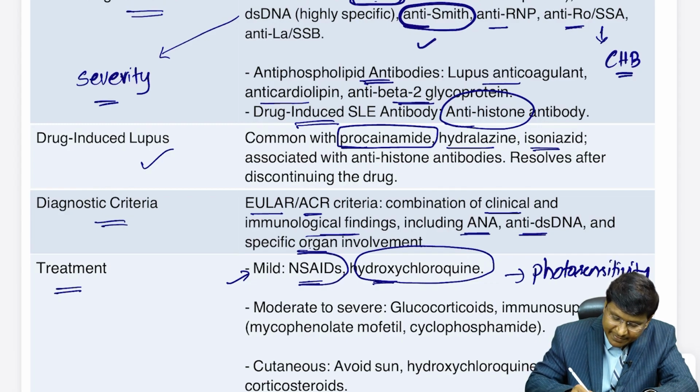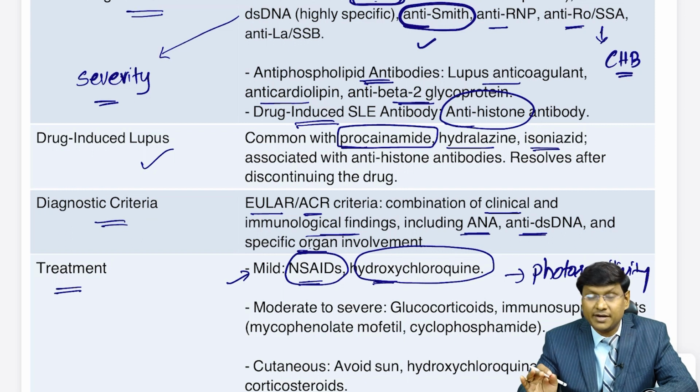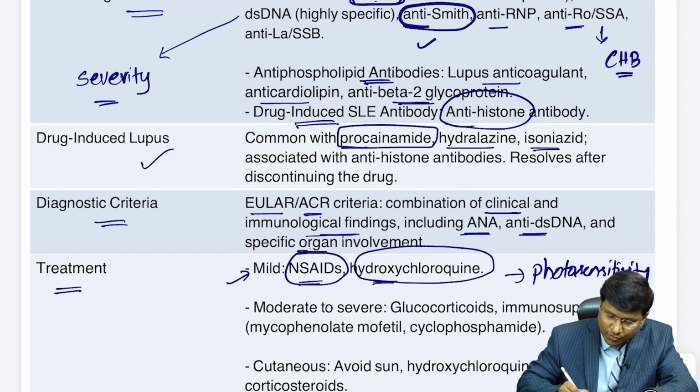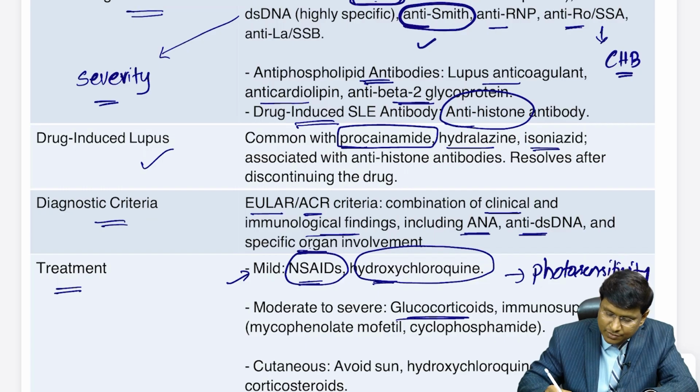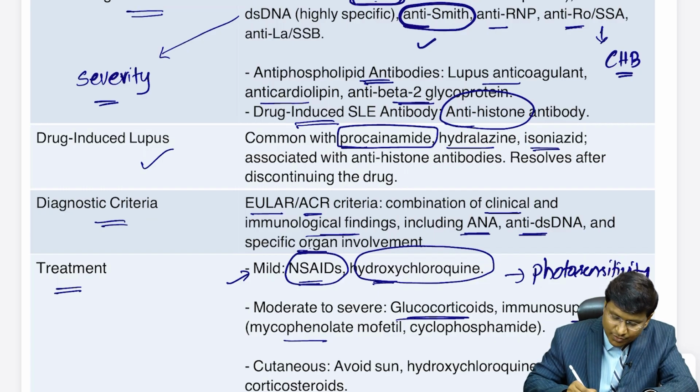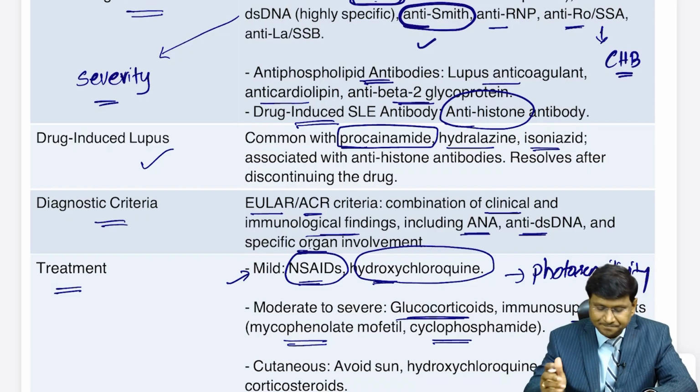Right? And NSAIDs mainly for arthritis. But for moderate to severe cases of systemic lupus erythematosus, we give glucocorticoids. And if the individual is not having an adequate response to the glucocorticoids, then we need to give immunosuppressants, and these immunosuppressants include mycophenolate mofetil as well as cyclophosphamide.